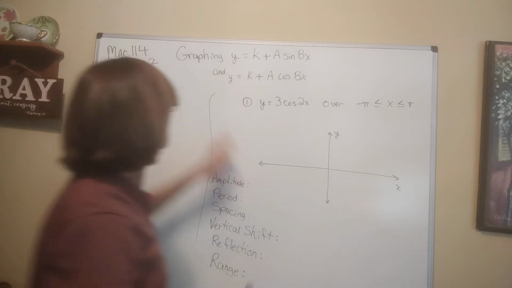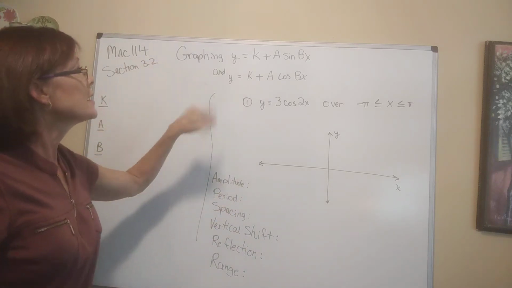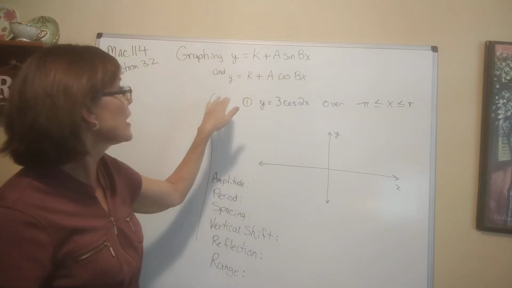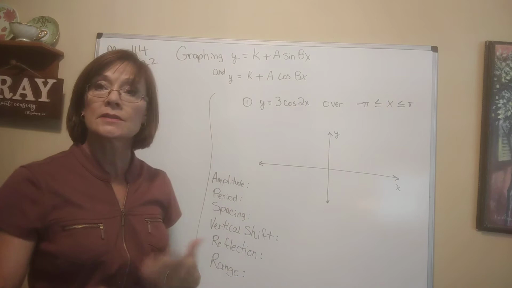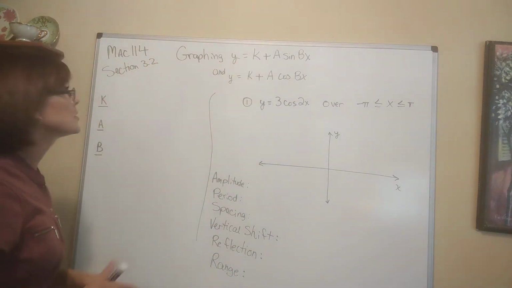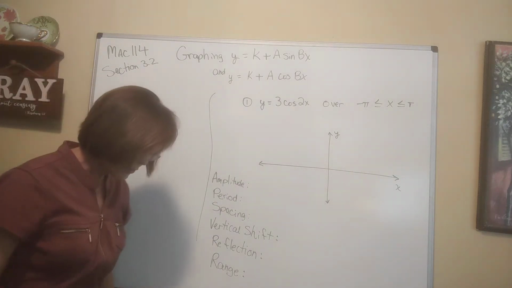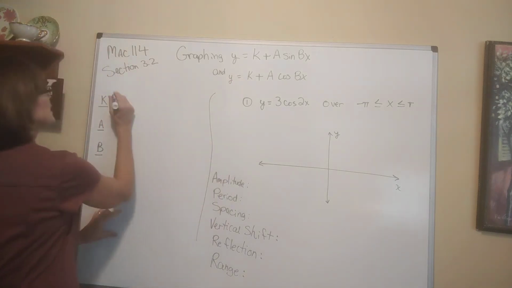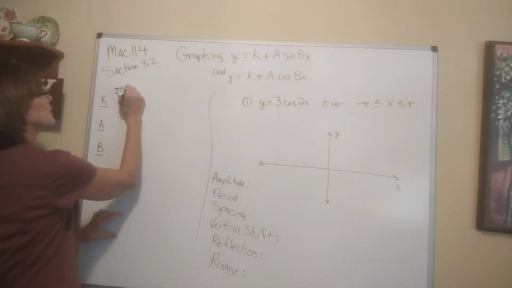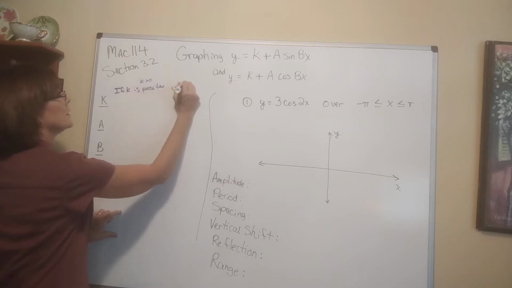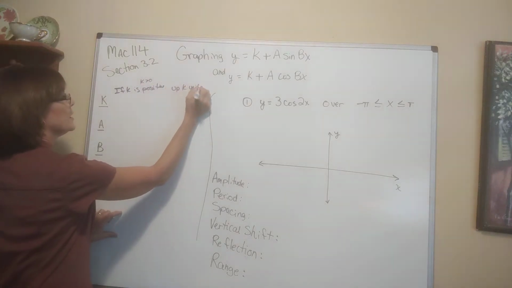The things that we're graphing in section 3.2 are sine and cosine of this form, k plus a sine of bx or k plus a cosine of bx. So let's talk about what these different features mean. K right here, this number, is just when they've tacked on a number to a graph, and that is a vertical shift up and down of a graph. So if k is positive, you go up k units. It shifts your graph up k units.